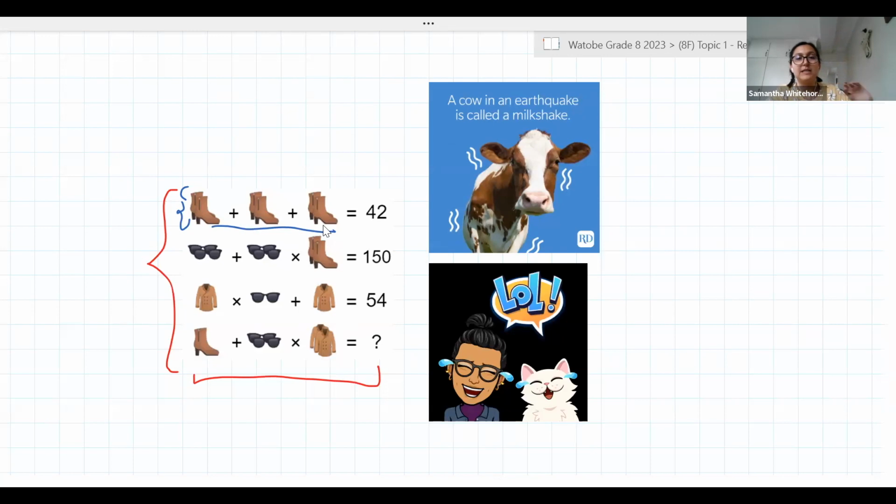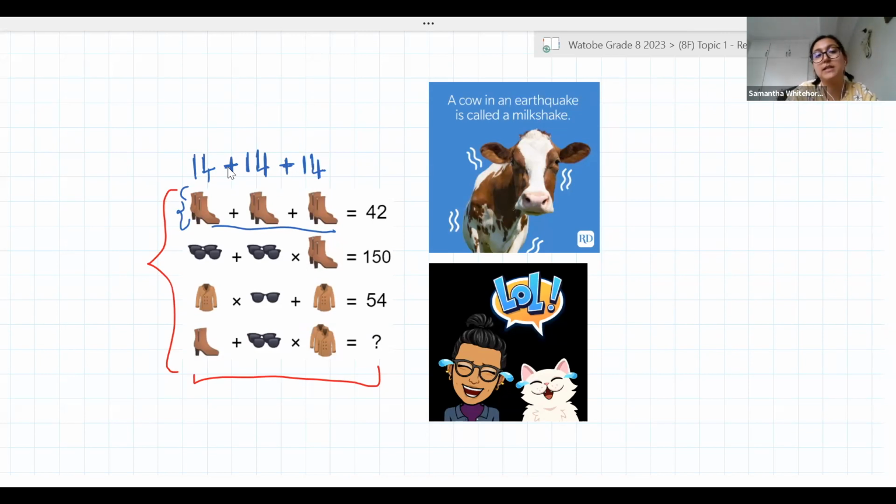So my question to you is, how can I work out what 2 boots is worth, knowing that when I add 2 boots plus 2 boots plus 2 boots, I must get 42? And Adile is already on it in the chat. Adile said that if we add 14 3 times, so if each of these pairs of boots is worth 14, then 14 plus 14 plus 14 gives us 42. And they have to all be the same because it's exactly the same image.